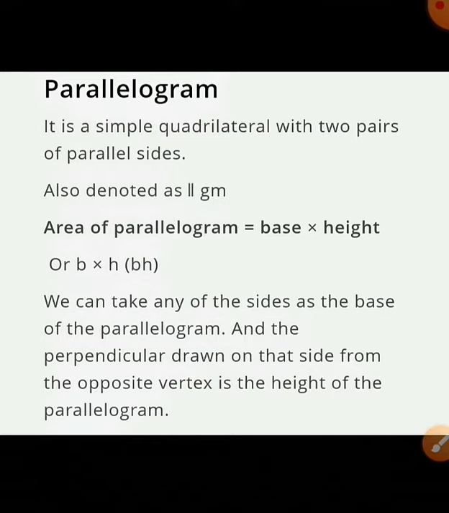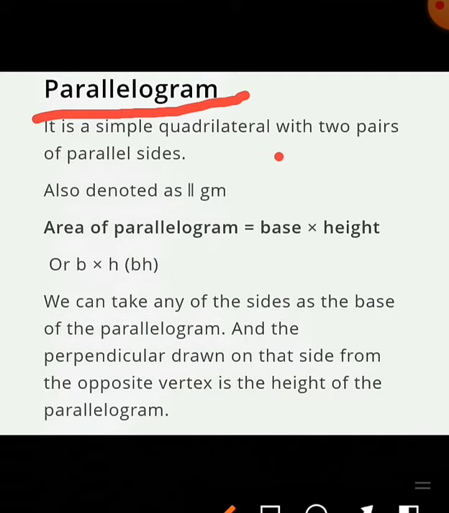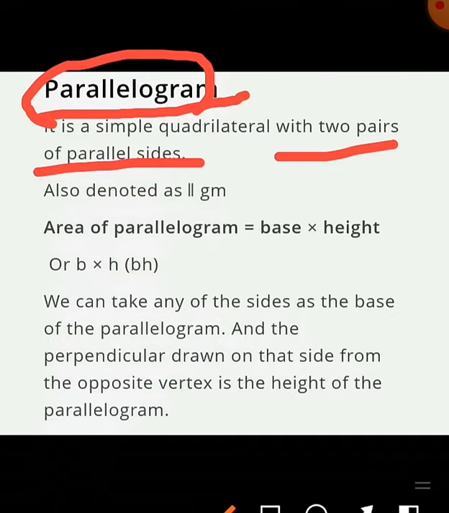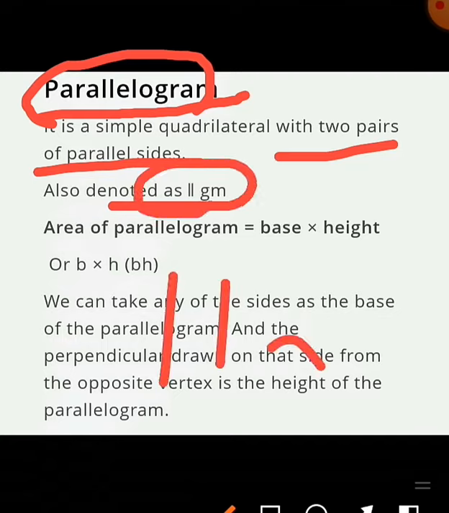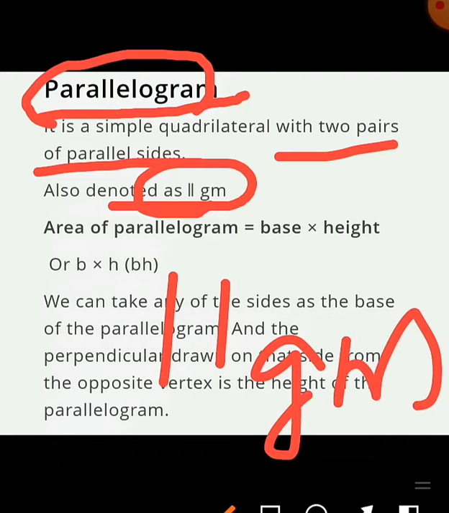First of all, when we talk about parallelogram, we know what the shape parallelogram is. A parallelogram is a simple quadrilateral with two pairs of parallel sides. As the name is parallelogram, it has two pairs of parallel sides. It is also denoted like this: the symbol of parallel and gm. So this is the meaning of this.